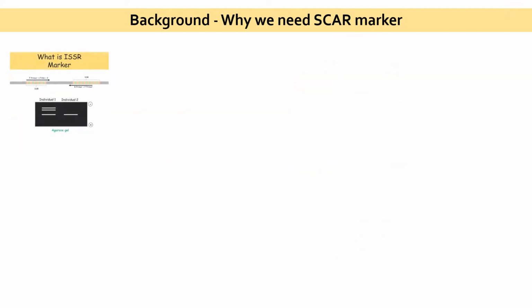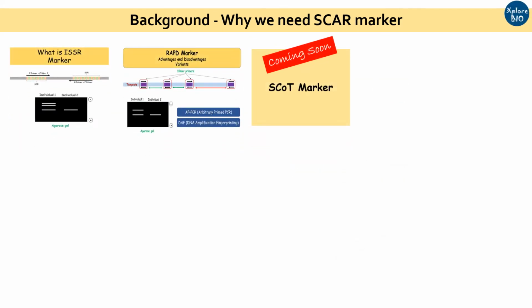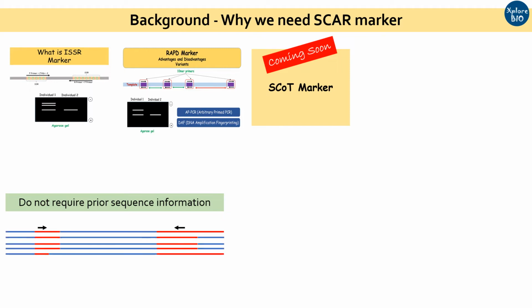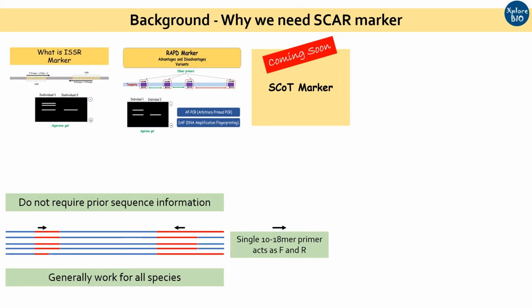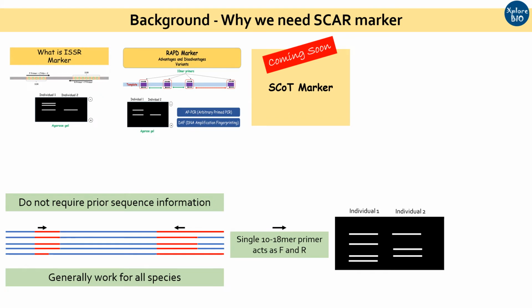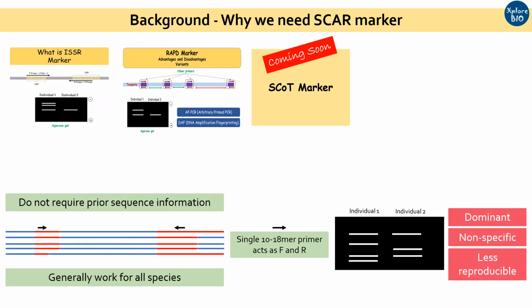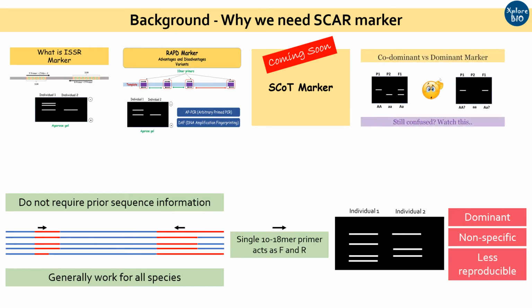Random markers such as ISSR, RAPD and SCoT provide an alternative option and do not require prior sequence knowledge for primer designing. Their primers are designed from the regions that are usually conserved across multiple species. Therefore, these primers generally work for any species. A single primer, which is 10 to 18 mer long, binds and amplifies the genome at several sites, producing multiple bands. But one of the major limitations with these markers is that they are dominant and not locus specific. That is, they amplify random sites and sometimes they are also less reproducible. The difference between dominant and codominant markers is covered in my separate video.